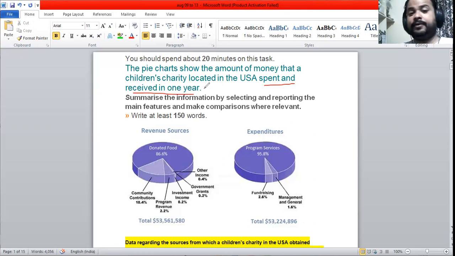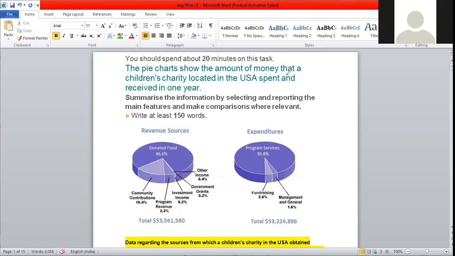If it were present, it would have been like this: the pie chart shows the amount of money that a children's charity located in the USA spends and receives each year. Then it would have been present tense. Right now, it's very clear that this is in past tense. So it has happened. It is an account of how they got money and how they spent money.